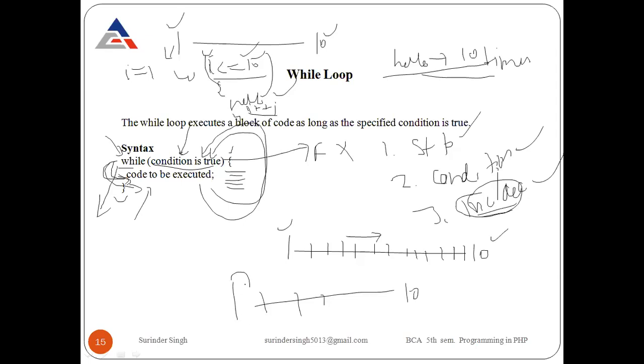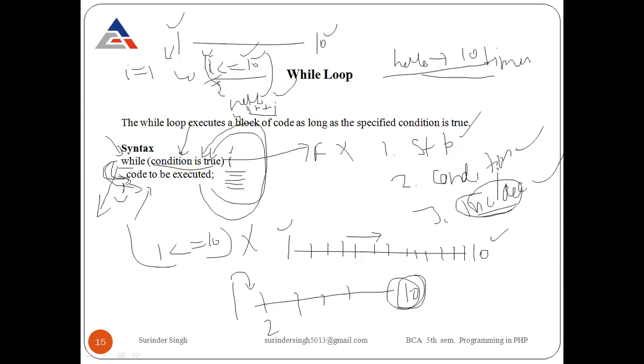Because this is the first iteration, and then we have to move the value to 2. If we are not using increment or decrement, then I remains the same, it will remain 1, and it will be running for infinite time. You have to move to your ending point.